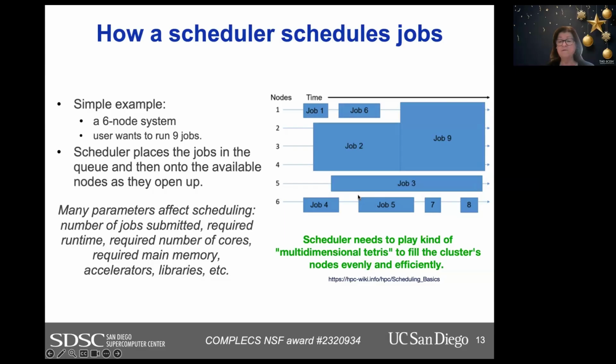This is pretty simple for just 6 nodes, but when you have thousands of nodes, it becomes really complicated and interesting. So the number of jobs that get submitted affect the scheduling, the runtime, the number of cores that you might need, the memory that you might need, what accelerators you're using, and the libraries. So it plays this game in this presentation, multi-dimensional Tetris. You can learn more about that at this HPC Wiki site.